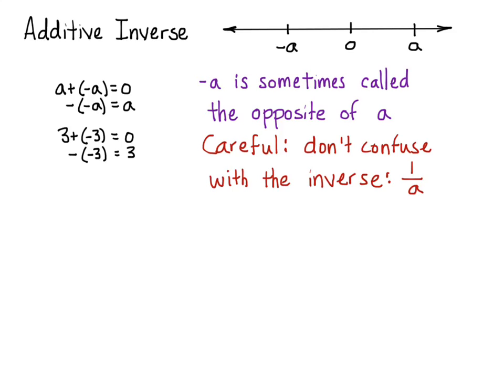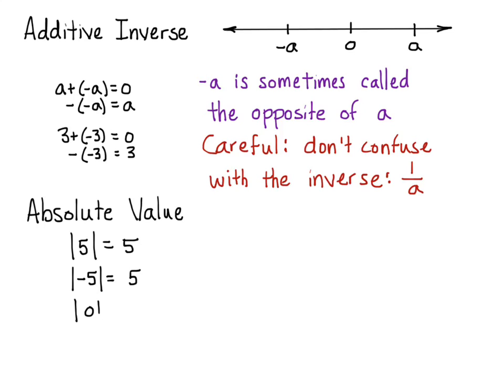So we don't confuse it with the reciprocal. Now, there's this other function that we'll talk about, and it's called the absolute value. The absolute value just gives you the positive version of whatever's on the inside of the two vertical lines. Absolute value of 5 is 5. Absolute value of -5 is 5. Absolute value of 0 is 0.